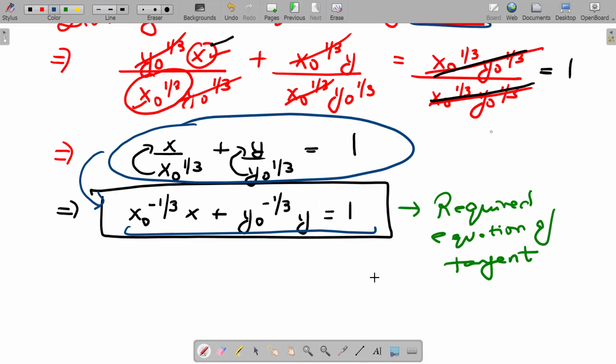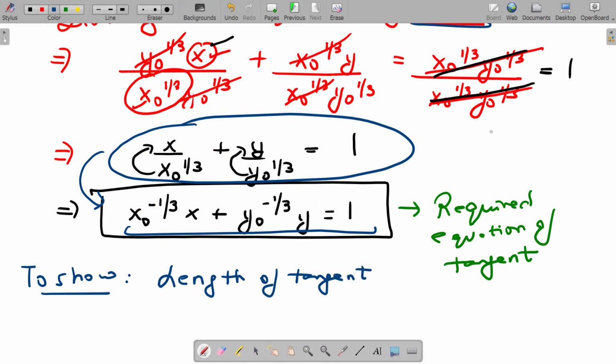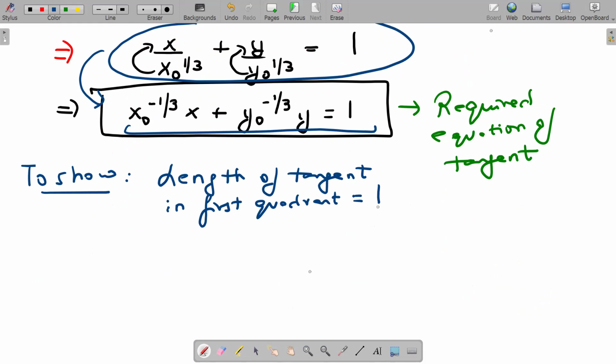And then what was the next part asking us? To show that the length of the tangent in the first quadrant is equal to 1. Now to find the length, we need to use the distance formula. How do I use it? I first find the x-intercept and the y-intercept.